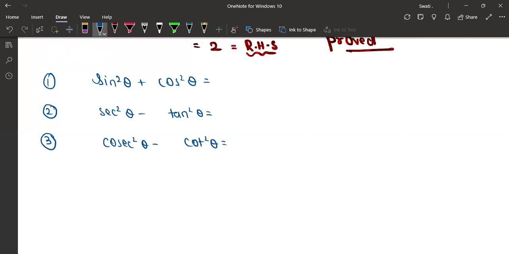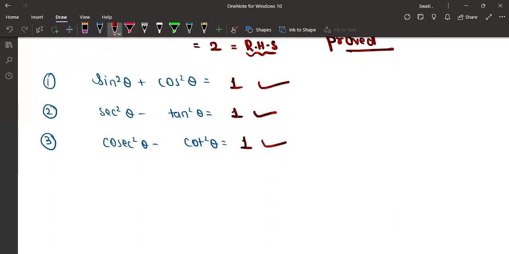First one you said 1, second one you also said 1. So this is correct. This is also correct. What about the next? No, this is also going to be 1 only. So cosec square theta minus cot square theta is also 1. Clear? Yes. Okay, so these are also the very famous trigonometric identities.